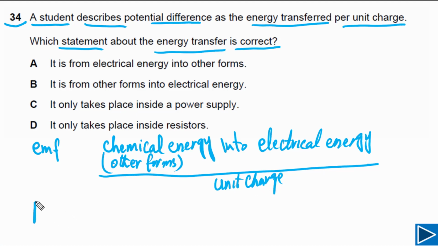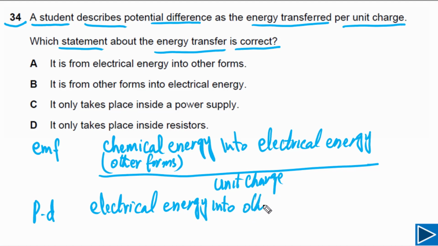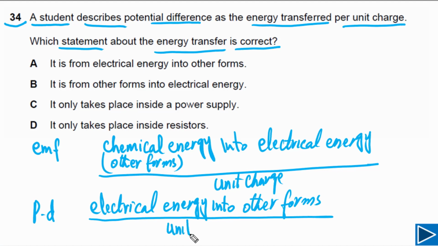For potential difference, this is just the reverse. We can say electrical energy converted into other forms of energy per unit charge. So that is what we call potential difference. Now if you look at the options, it is given to us that it is from electrical energy into other forms. So this energy transfer is true. So this is potential difference, so this is our answer.